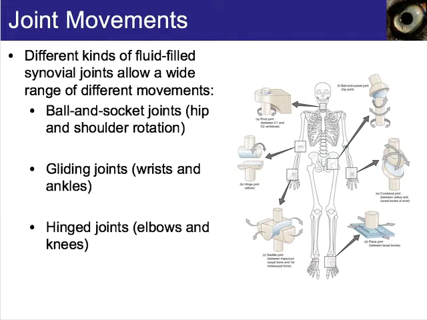Different kinds of fluid-filled synovial joints allow a wide range of different movements. So you have ball and socket joints, think your hip or your shoulder, where you can rotate your arms. You have gliding joints, that would be your wrists and ankles, and hinge joints like your elbows and knees. And all these joints have fluid in between them. So if you ever hear someone who's got joint pain and they tell you they don't have any more fluid in their knee or their elbow, they're discussing a synovial joint.